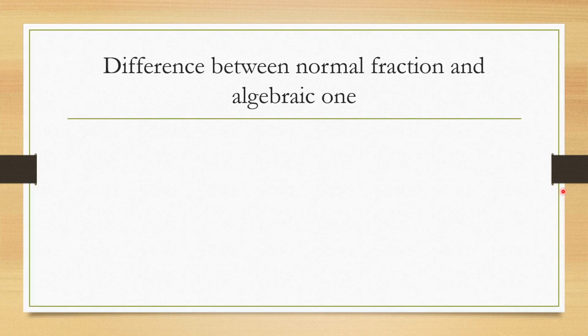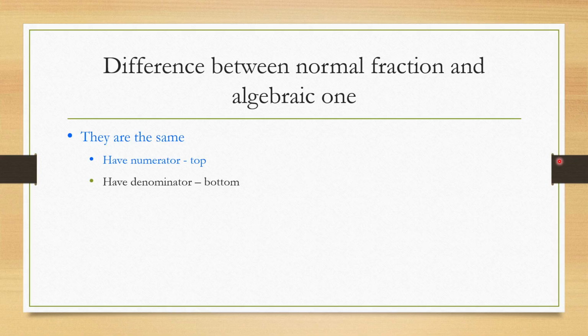So first of all, we're going to be going through the difference between a normal fraction and an algebraic one. The first thing you need to know is they are the same. There is pretty much no difference between a normal fraction and an algebraic fraction. Some people always think a fraction is different to an algebraic fraction, but there is no difference at all. Like a normal fraction, it has the normal features. In here we have the numerator on top and the denominator on bottom.